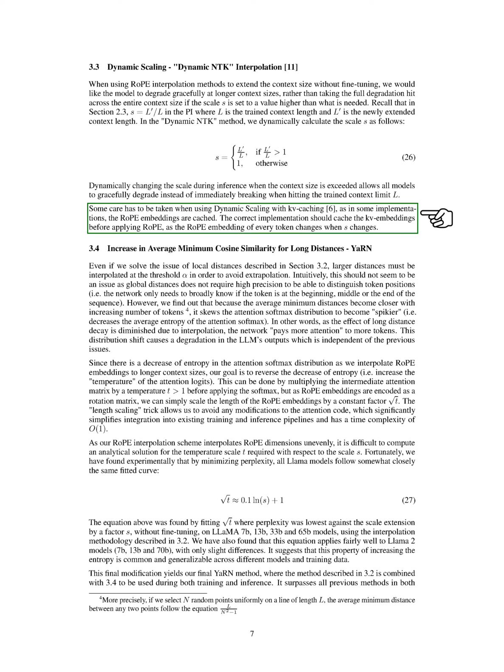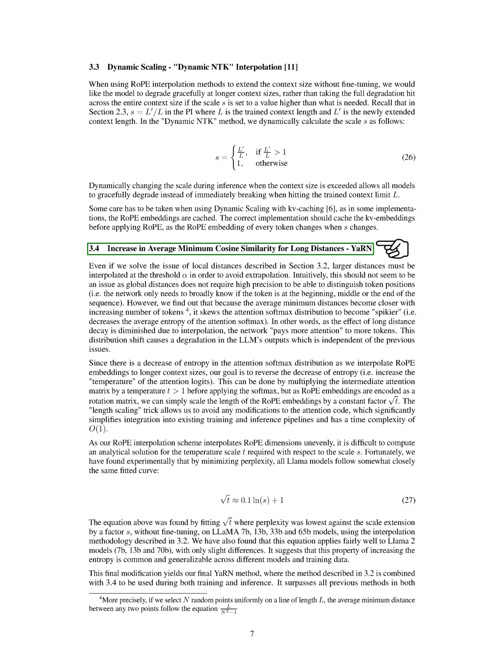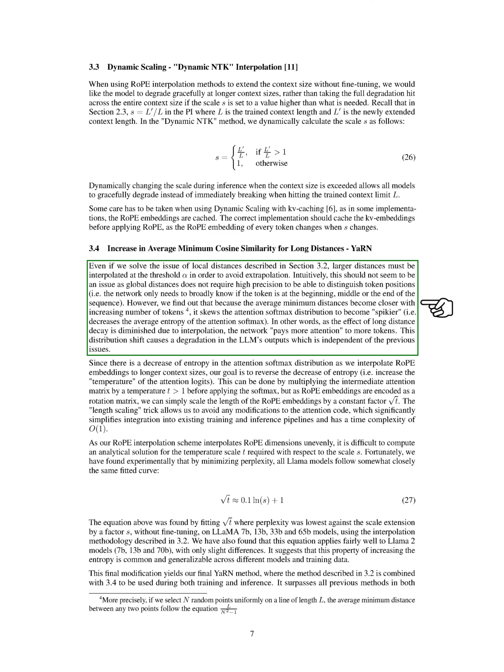Next, let's discuss the increase in average minimum cosine similarity for long distances, which we refer to as YaRN. Even if we manage to handle local distances, we still need to interpolate larger distances at a certain threshold to avoid extrapolation. You might think this isn't a problem because global distances don't need to be very precise. The network just needs to know roughly whether the token is at the start, middle, or end of the sequence.